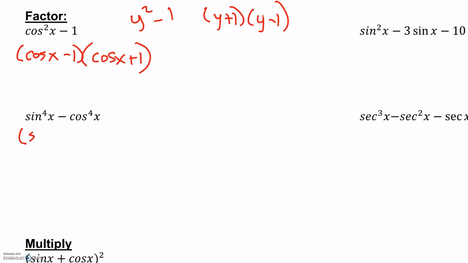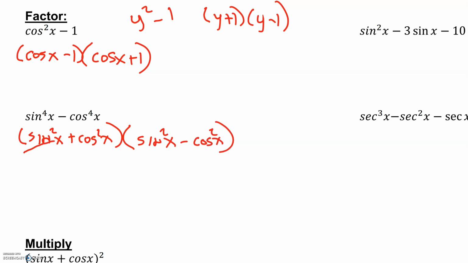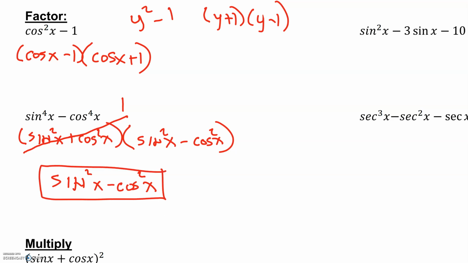This one is going to be sine squared of x plus cosine squared of x times sine squared of x minus cosine squared of x. Now, we know that sine squared plus cosine squared is 1, so we can eliminate that, right? Now, on the right-hand side, I think that's enough. We would just leave it like this. Okay, and that would be perfectly acceptable.